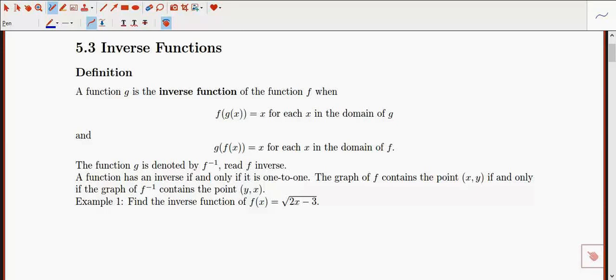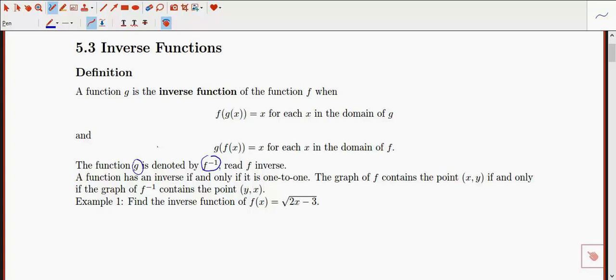Section 5.3 Inverse Functions. In pre-calculus, we have learned the definition of inverse function, and in calculus, the definition is the same. A function g is the inverse function of the function f when f composed with g of x gives you x back, for x in the domain of g, and when g composed with f of x also gives you x back, for x in the domain of f. We usually denote the inverse function g as f inverse.